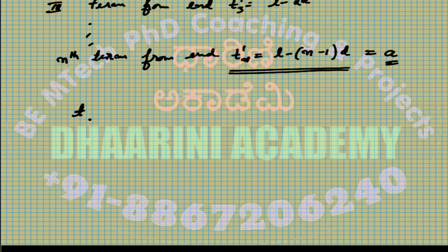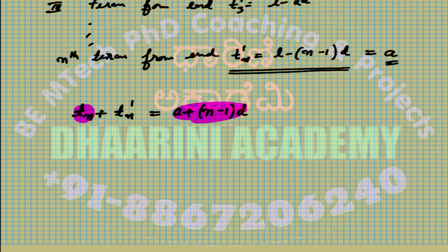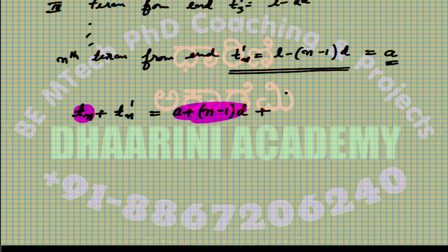So let me do a calculation, that is Tn plus Tn dash. So what is Tn? Tn is A plus n minus 1 into D. So that is the Tn. This is the formula for that. Now there is a plus, so plus, write the Tn dash. That is L minus n minus 1 into D. So this is actually a substitution that I'm going to do for Tn dash.